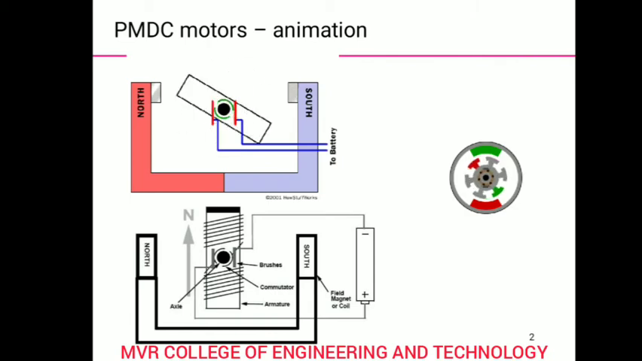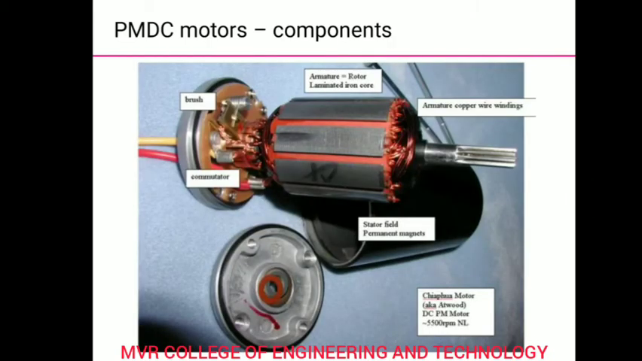So this is about the PM DC motor. Let us go for the next slide. You can see a practical PM DC motor. There is a rotor here. You can see this rotor, armature, commutator. You know about the commutator. It converts the AC to DC or DC to AC.